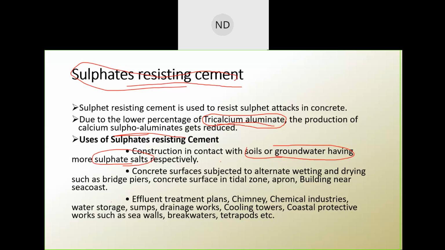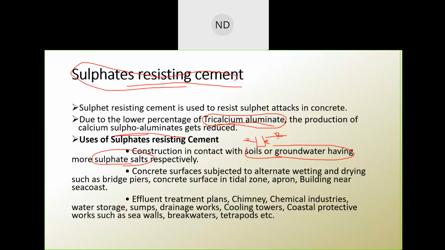When you have your foundation in the soil, you are constructing something inside the soil or groundwater, and if that soil or those waters contain sulfates, then these are going to act on the foundation, and your foundation will get attacked by sulfate and then it will become weaker.